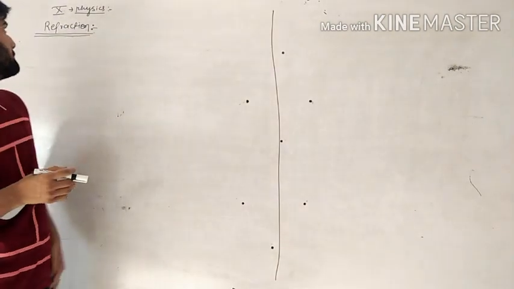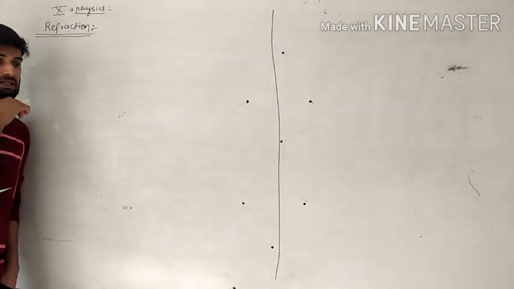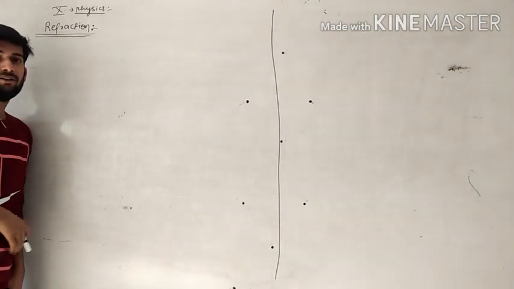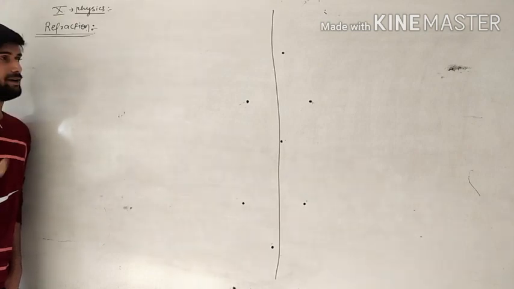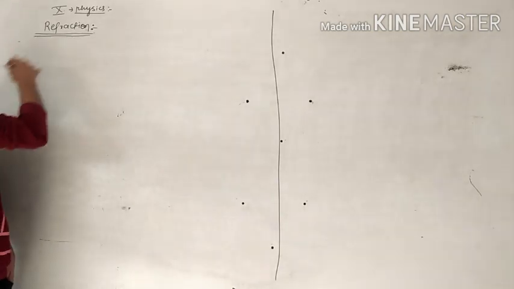Last time we were discussing refraction of light. Refraction is a phenomenon in which light enters from one medium to another medium. It changes its path, or it gets deviated from its path. That phenomenon is called refraction of light.